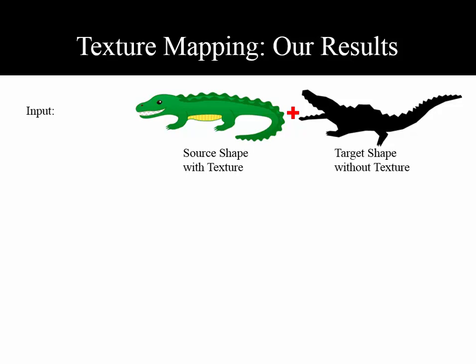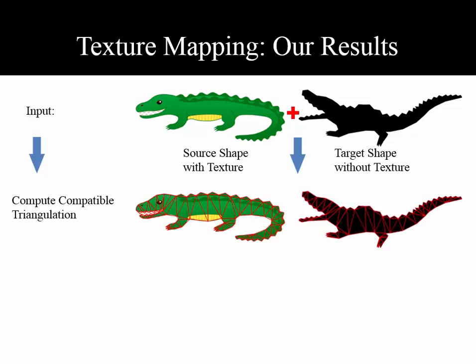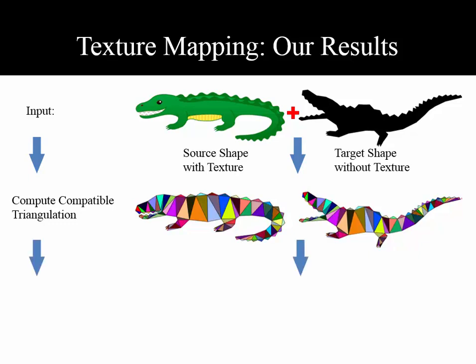Here, we apply the compatible mesh generated by different methods to texture mapping. Our inputs are the source polygon with texture and the target polygon without texture. We then compute the compatible triangulations to build a bijection between the two polygons. With the compatible mesh, we map the texture of the source shape onto the target shape.